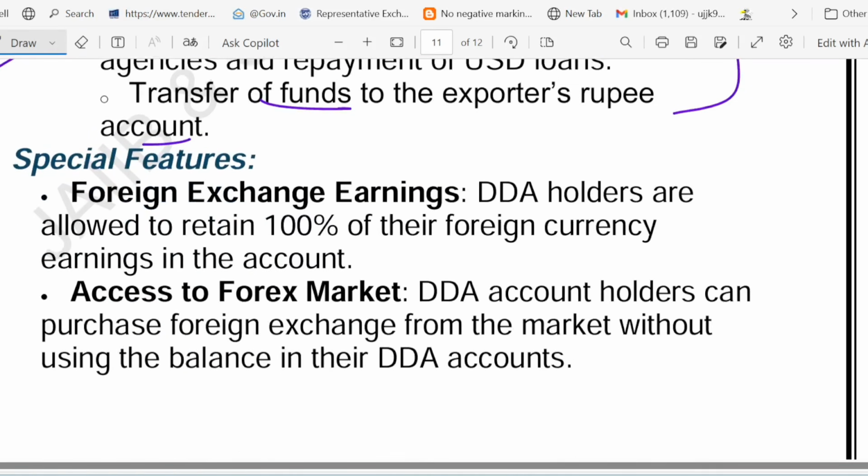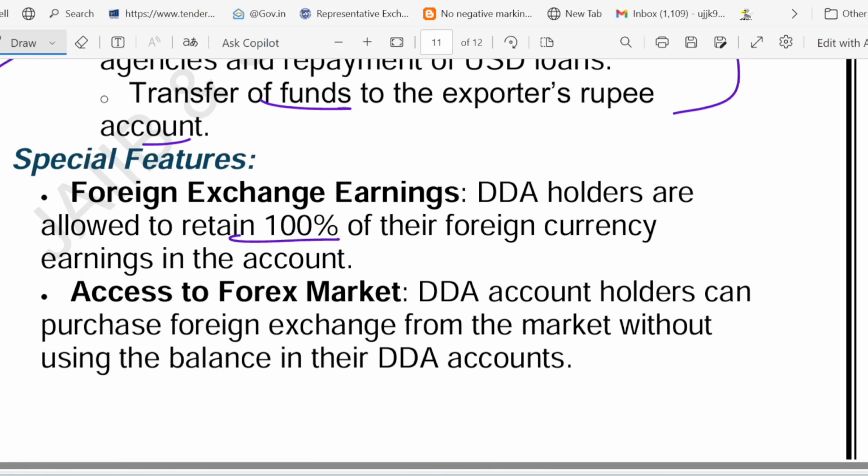There is a special feature: keep 100% Forex, which means no forced conversion to INR. DDA account holders are allowed to retain 100% of their foreign currency in this account and access the Forex market. If you need more dollars, you can buy separately without touching DDA funds. No minimum balance. I told you, keep $1 or $1 million, your choice. So there is nothing like a minimum balance requirement.